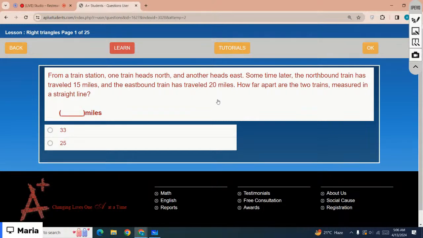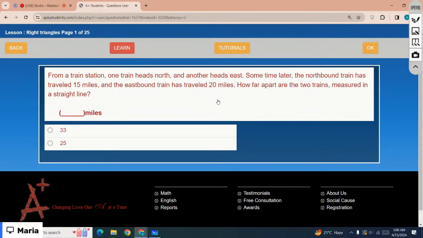From a train station, one train heads north and the other heads east. Sometime later, the northbound train has traveled 15 miles and the eastbound train has traveled 20 miles. How far apart are the two trains measured in a straight line? So, which is the correct option?